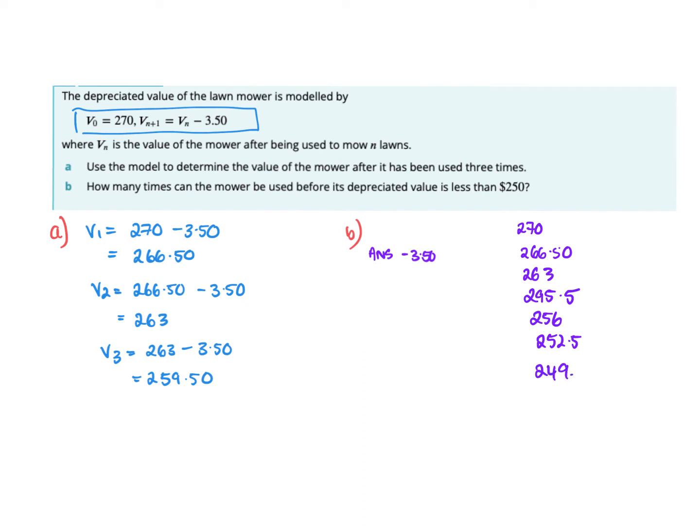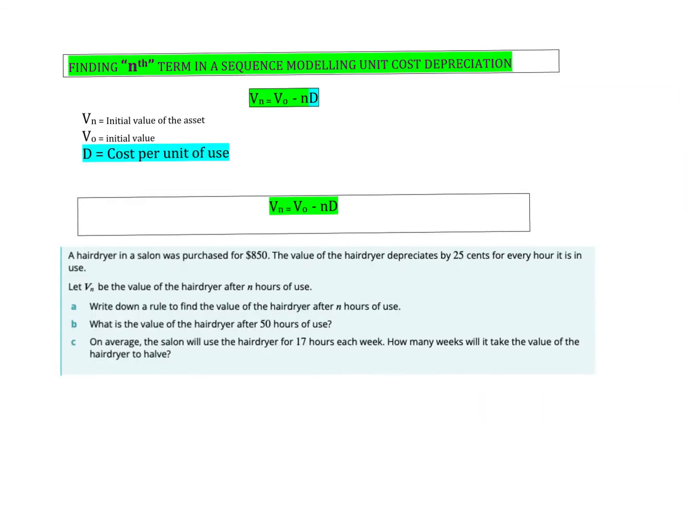So when is it valued less than 250? That's here. So if we count them, this was 1 use, 2 uses, 3 uses, 4 uses, 5 uses, 6 uses. So after 6 uses, okay?